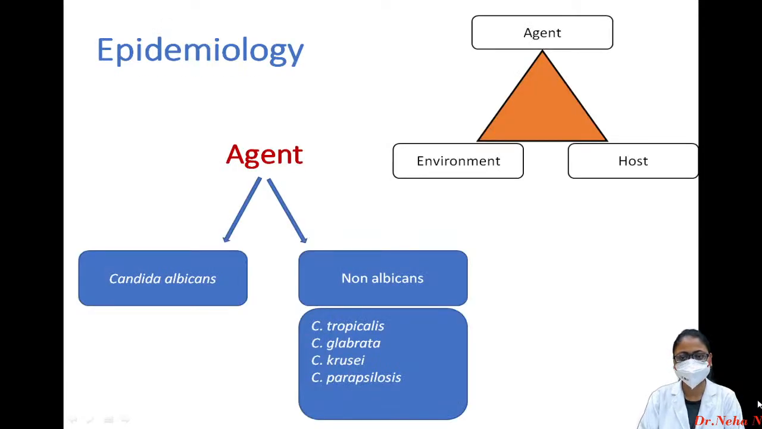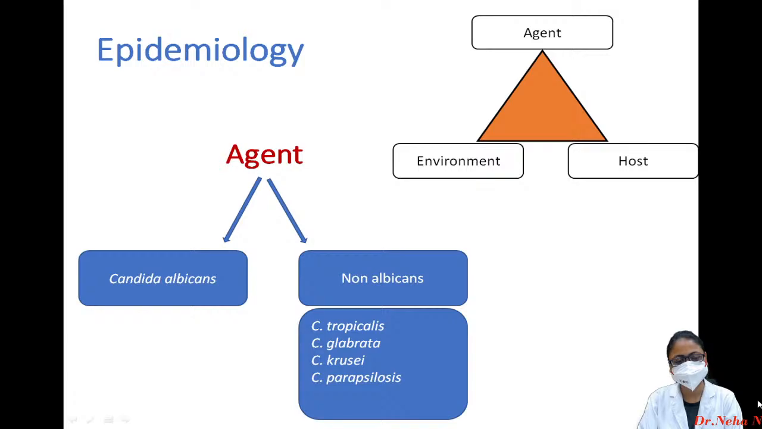Now coming to the epidemiology, which is the interaction between agent, host and environment. To start with the agent, in Candiduria the agent isolated can be Candida albicans or non-albicans Candida. Among the non-albicans Candida, the examples are Candida tropicalis, Candida glabrata, Candida krusei and Candida parapsilosis.